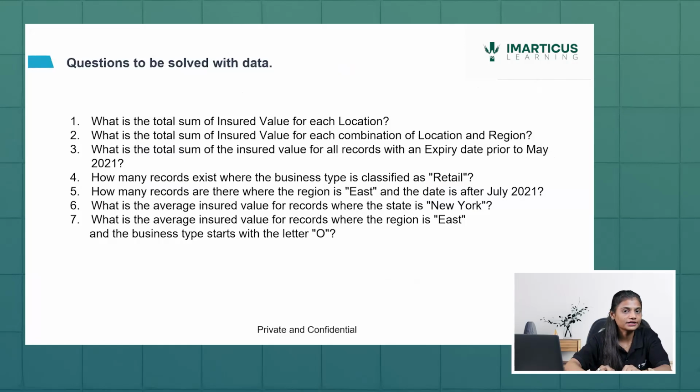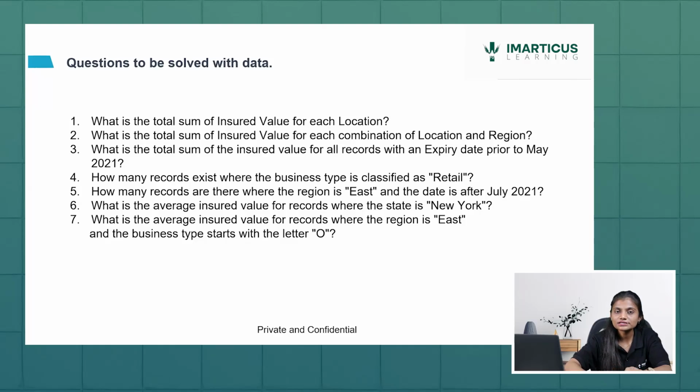Which means we have a date related operation. Prior means before. Before obviously means that the date would be less than the May date which is there. So what it is asking is, what is the total sum of insured value for all records with an expiry date prior to May 2021? So with the criteria that the expiry date of the insurance policy is before, or prior to, May 2021.